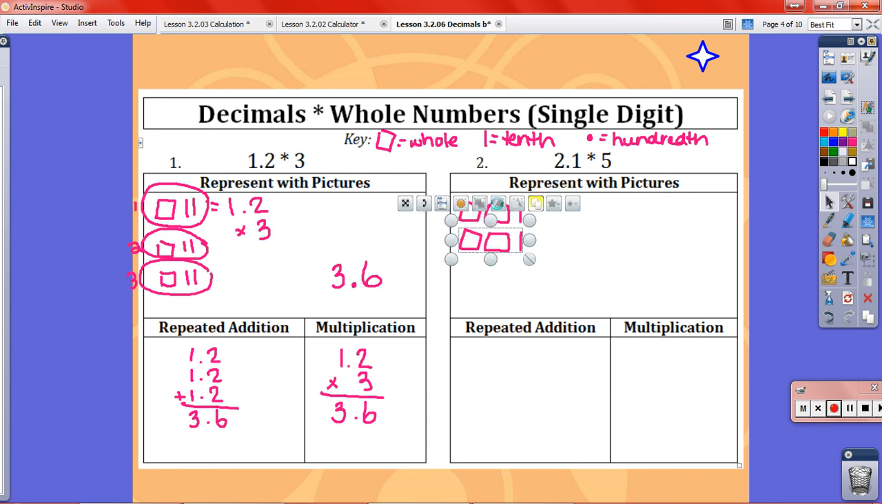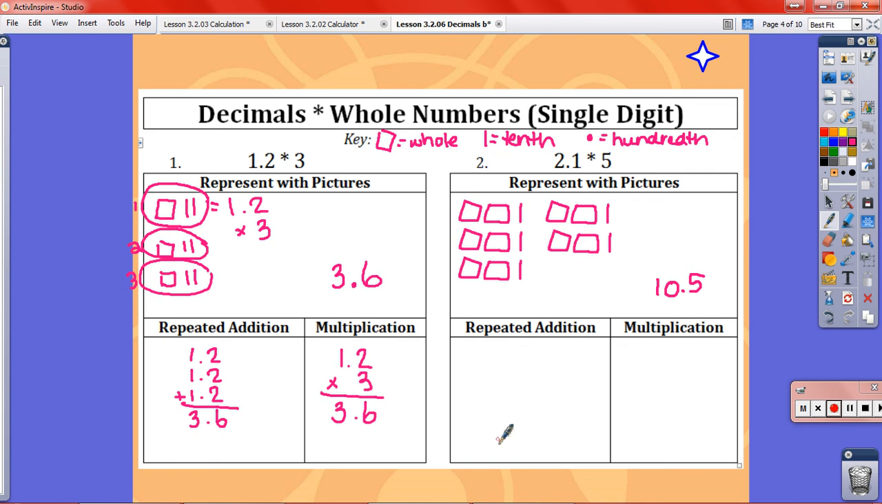2, 3, 4, 5. So I have 1, 2, 3, 4, 5 tenths and 1, 2, 3, 4, 5, 6, 7, 8, 9, 10 wholes. 10 wholes. Okay.